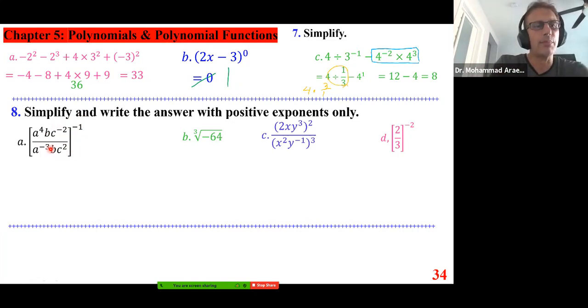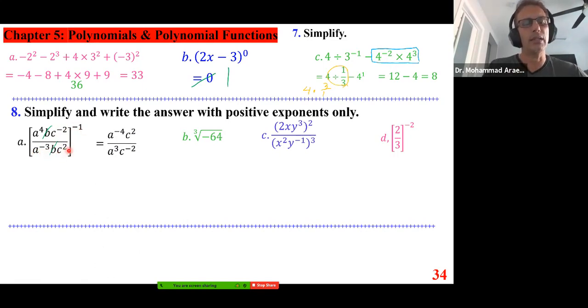So here's what's going to happen. If we apply the -1, this becomes a to the power of -4. The b cancels out. We don't have to do anything. We just get rid of the b's because they're identical. And then c to the power of -2 times -1 is +2. And this one, a to the power of -3 times -1 is a to the power of +3. And c to the power of 2 times -1 is -2. So we got rid of b, and this is what happens.